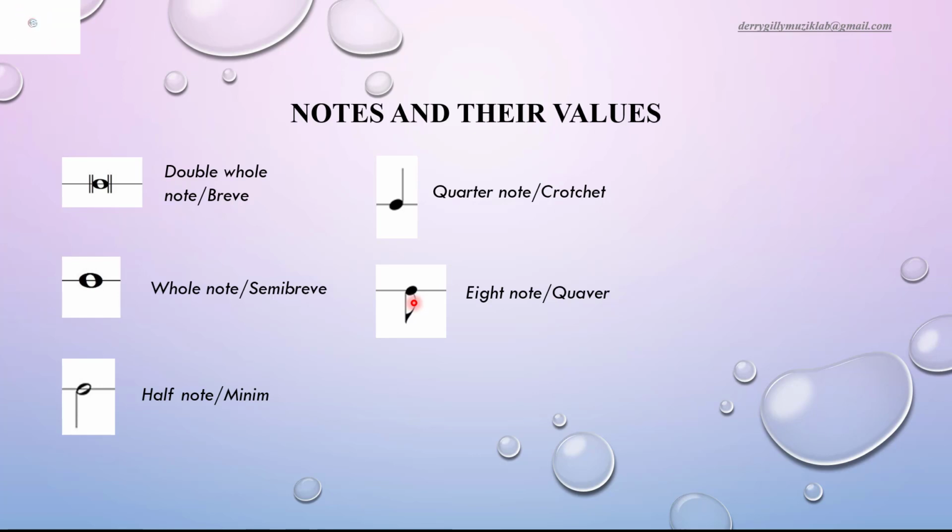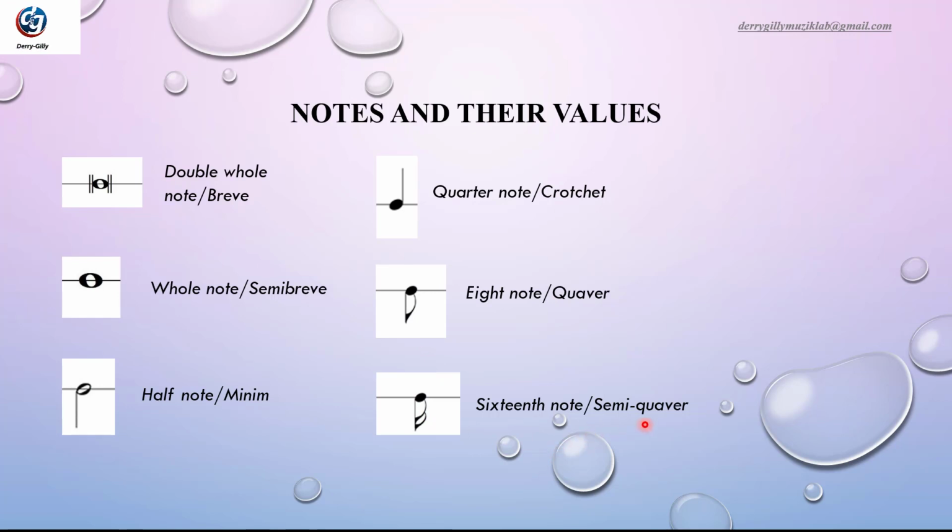All right. Now let's go to the 16th note. The 16th note is almost like the 8th note, but in this case, it has a double flag. It has double flags. So it means a note head, a stem, and two flags. That's the difference between the 8th note and the 16th note.